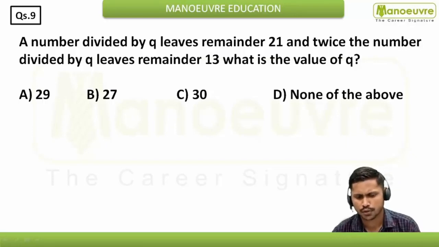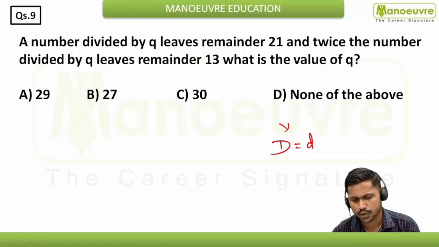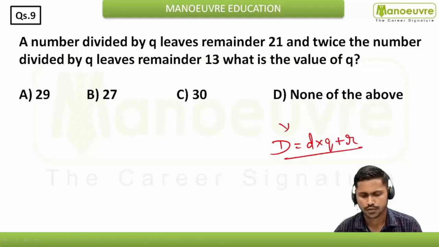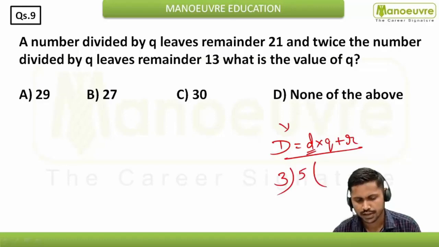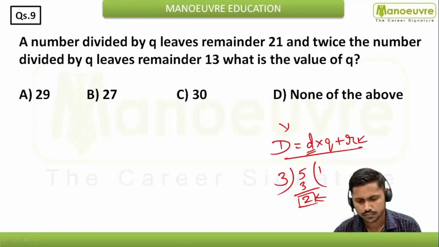You must know the formula: dividend is equal to divisor into quotient plus remainder. Yes or no? For example, if 3 is your divisor and you are dividing 5 by 3, then 3 ones are 3, so this 2 will be your remainder. 1 is your quotient, 5 is your dividend, and 3 is your divisor, right? So these are the things.